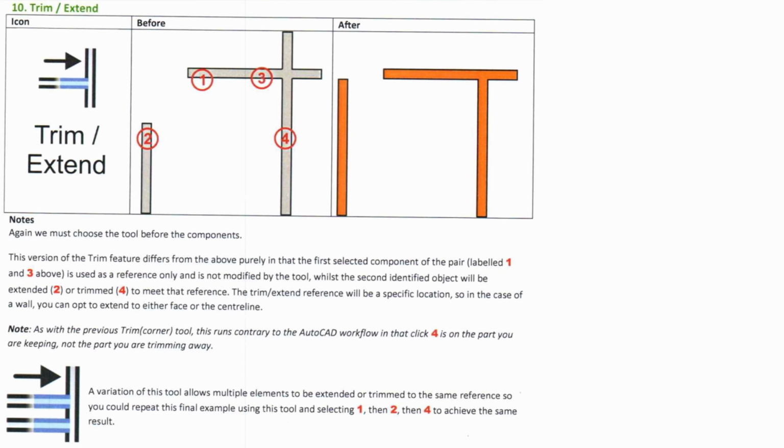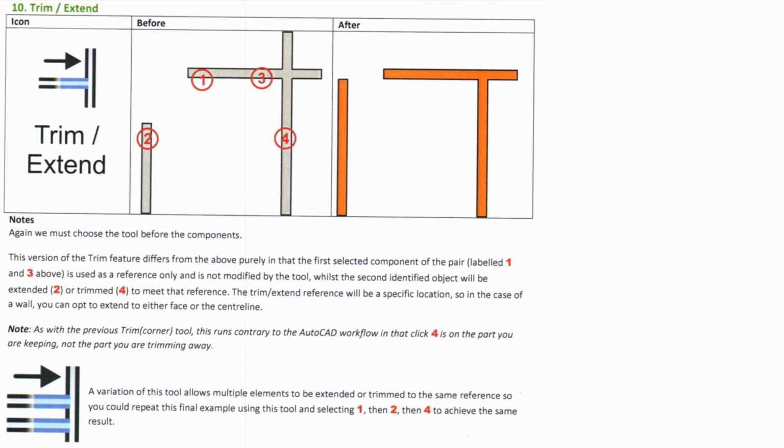3. Click the target element next. Revit will either trim or extend it to meet the reference. Key notes: the tool must be selected before clicking components. The first click defines the reference, the second click modifies the target. Works with faces, center lines, or edges depending on your selection. Contrary to AutoCAD logic, you click the part you're keeping, not the part you're trimming away.